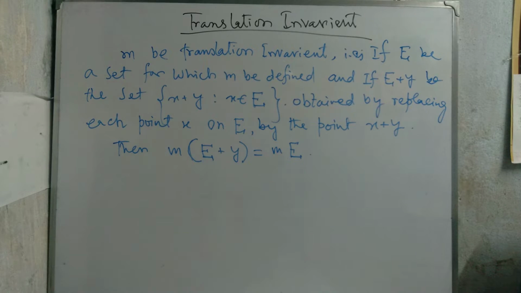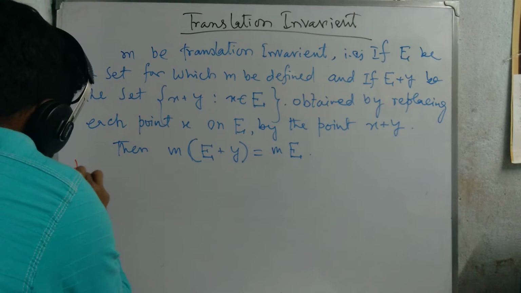So what happens? If a measure is translation invariant, that means if E is a measurable set for which m is defined, and E plus y is the set of x plus y where x belongs to E, obtained by replacing each point x of E by the point x plus y, then m of E plus y equals m of E. This is translation invariance of measure. Now we are going to discuss one important proposition.